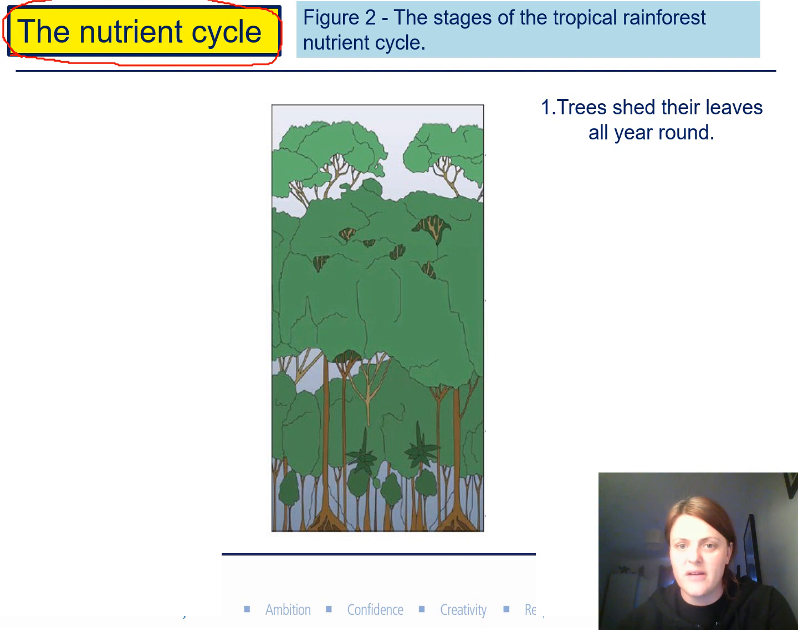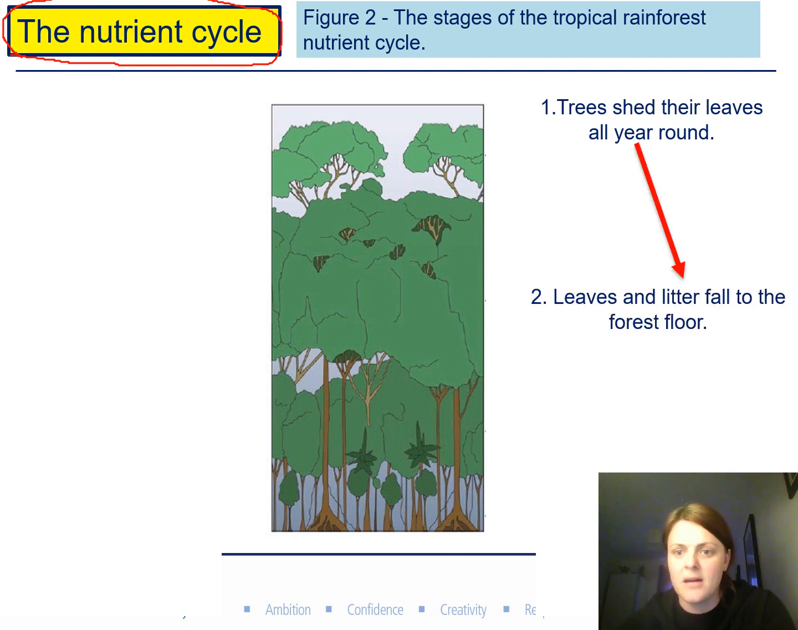Step 1. So in the rainforest, the trees lose their leaves all year round. So the leaves fall off the trees and they fall down to the forest floor. Okay, so there we go. Leaves and litter fall to the forest floor.